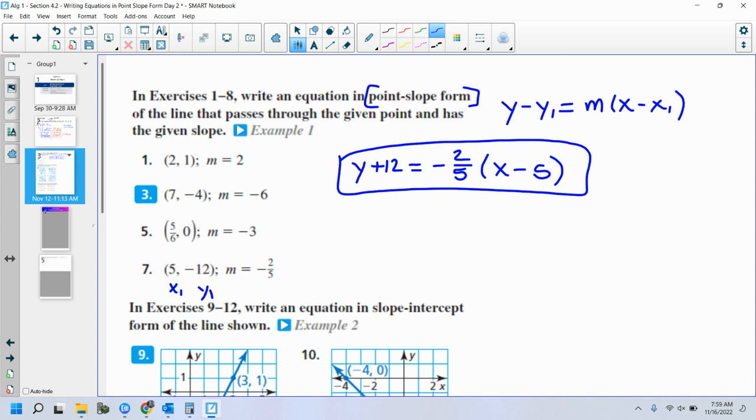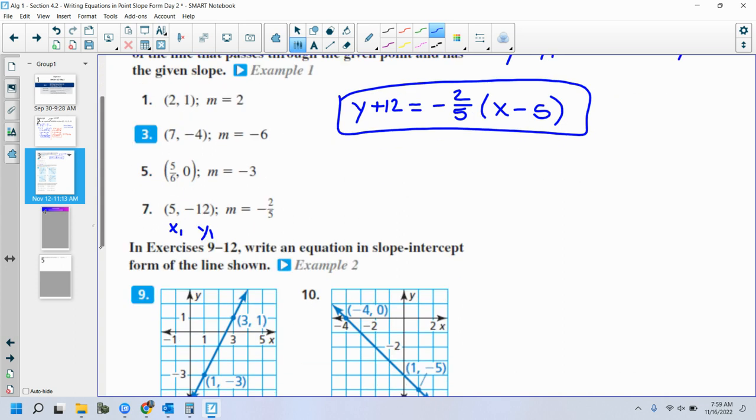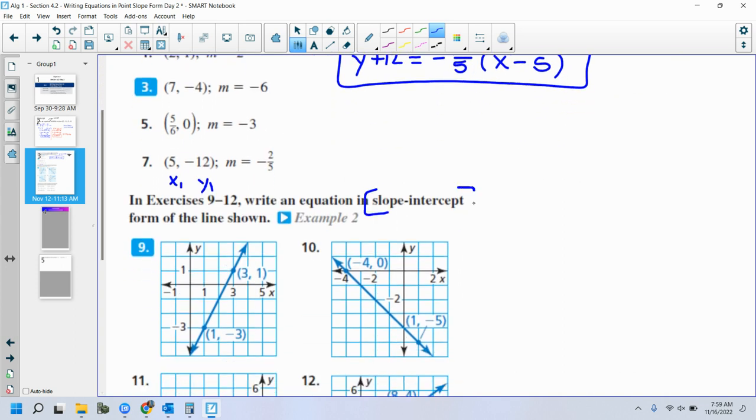Would anybody like to go over any other ones, 1 through 7? For that one, all you have to do is write the equation, right? Yep. So why would that not be the same for 9? Great question. What's different about 1 through 7 as opposed to 9 and beyond? Read the directions. Slope intercept is y equals mx plus b. So I have to use point slope form.